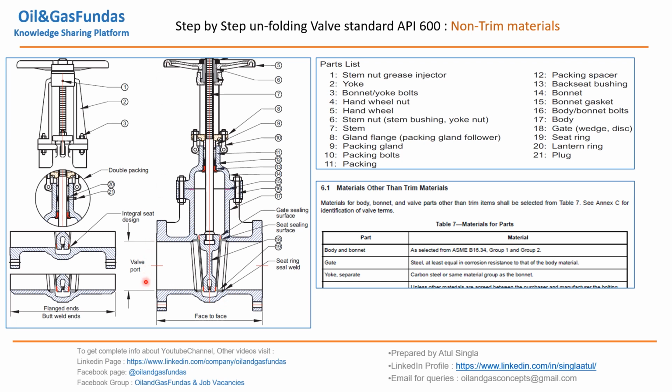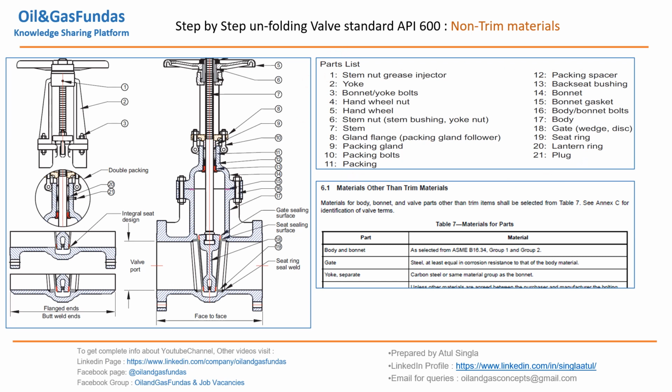All right, so there are things which are not in contact with the fluid, and these are non-trim items. Based on clause 6.1 of API 600, it talks about non-trim materials which we are going to use while designing the gate valve. For example, there are 21 items.